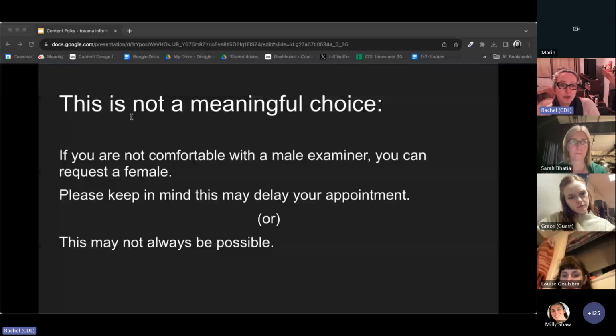If you're not comfortable with a male examiner, you can request a female. Please keep in mind this may delay your appointment, or this may not always be possible. This is the illusion of choice. These are not choices that provide reassurance. They create uncertainty. They make the person reading them feel like they're the problem.